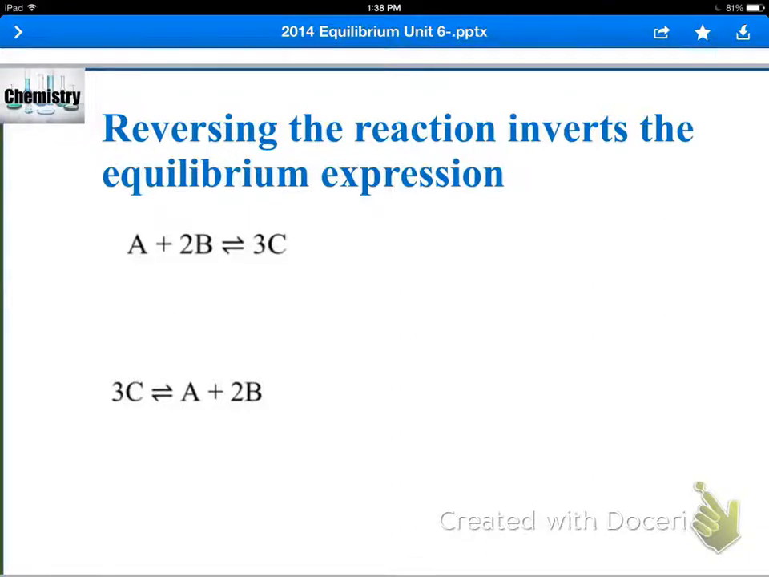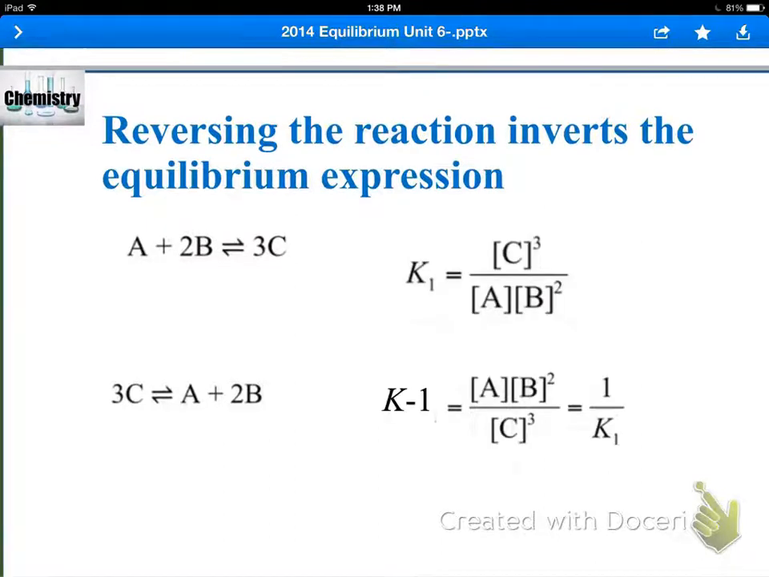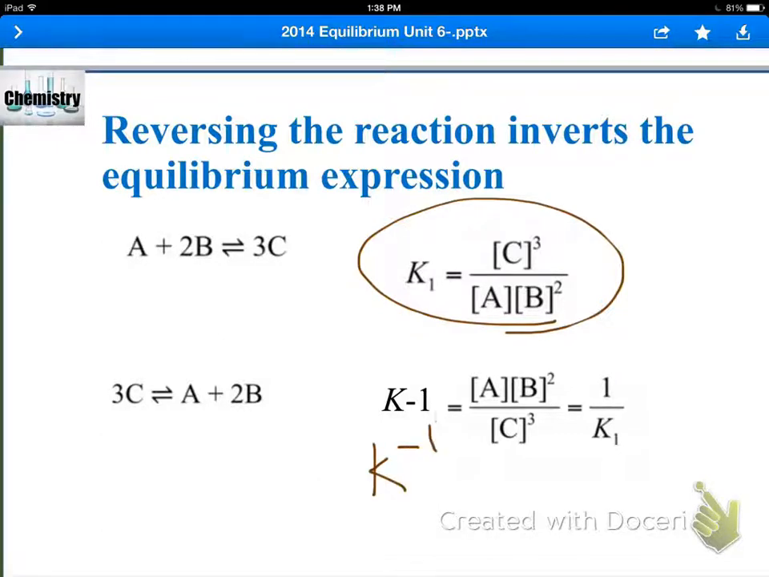So here I go from A plus 2B gives me 3C, and the subsequent equilibrium expression is right here. It's the product raised to its coefficient over the reactants. If I change the equation and write it the opposite way, then my numerator becomes my denominator and vice versa. So I basically get K to the minus 1, the inverse of K, or 1 over K. Pretty simple.